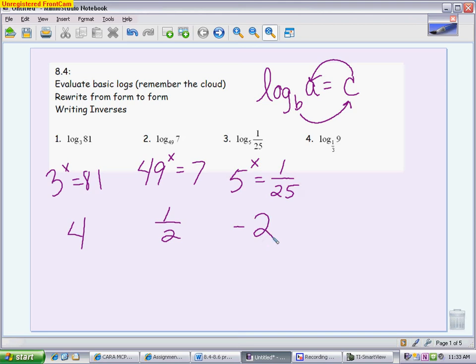And then my last one, I'm trying to figure out 1/3 to what power equals 9. So again, I went from a fraction to a whole number. So I must have used a negative exponent to move the location. And I would take it to a second power because it needs to be squared.